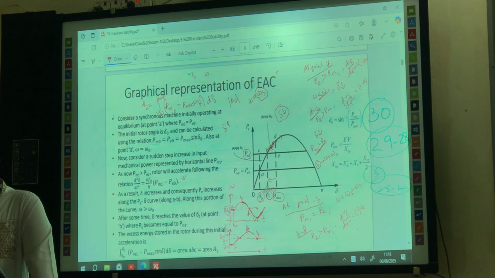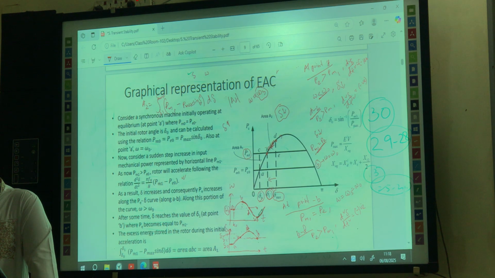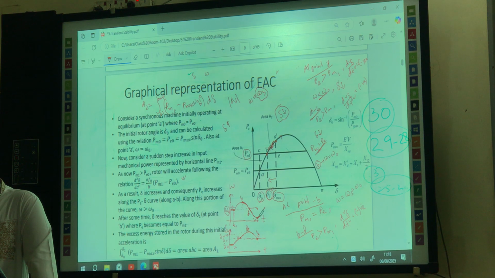Okay. Now from this point B, the omega is increasing, but in this region, this value of omega is still lower than this omega naught, right? So what will happen to delta in this region? This delta will still decrease, right? So that means it will still come here, and it will come to this A again.